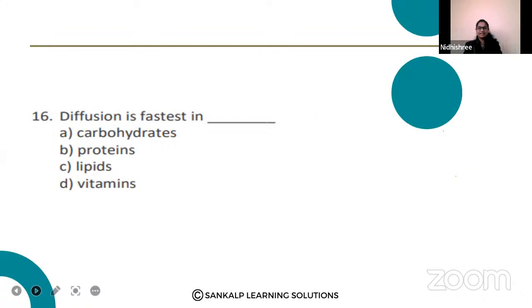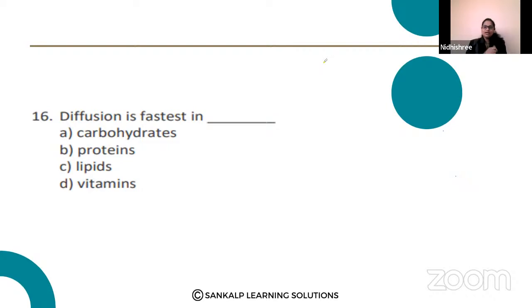Diffusion is fastest in carbohydrates, proteins, lipids, vitamins. Yes, guys, diffusion is fastest in. Who is going to answer this? Pavitra and Aishwarya, Kanchana Raj. Okay. Chandana, Hemashri, Saundarya, Kavita, Rakshita. Most of you voted for option A. Rakshita voted for option C. Lohit voted for option C. Dhamini voted for option B.